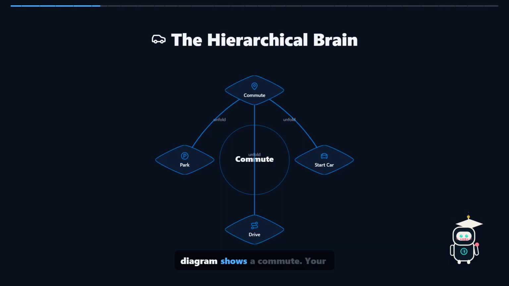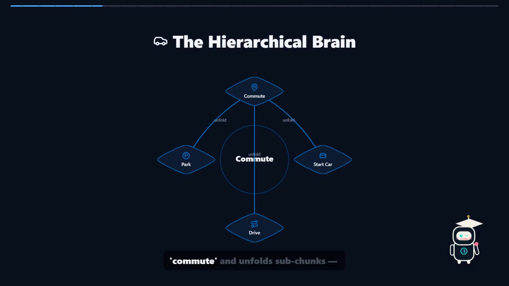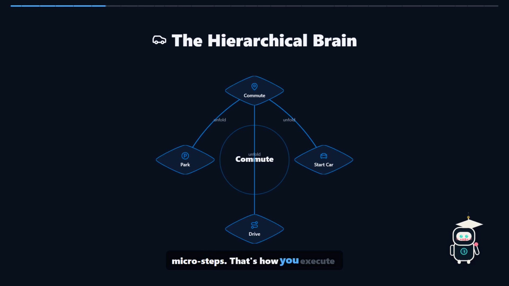This diagram shows a commute. Your brain doesn't juggle 20 actions. It holds the high-level chunk, commute, and unfolds subchunks. Start the car, drive, park, each with its own micro-steps. That's how you execute complex tasks without your working memory blowing a fuse.